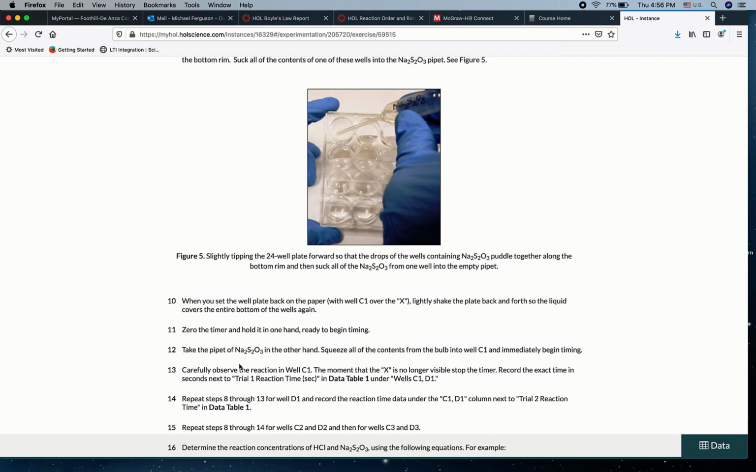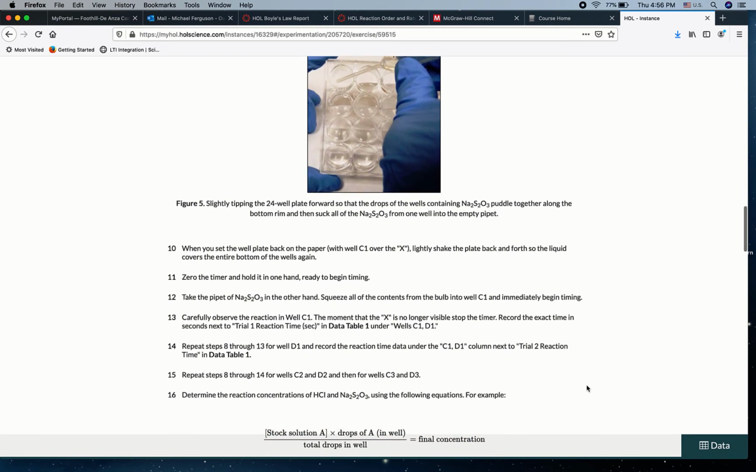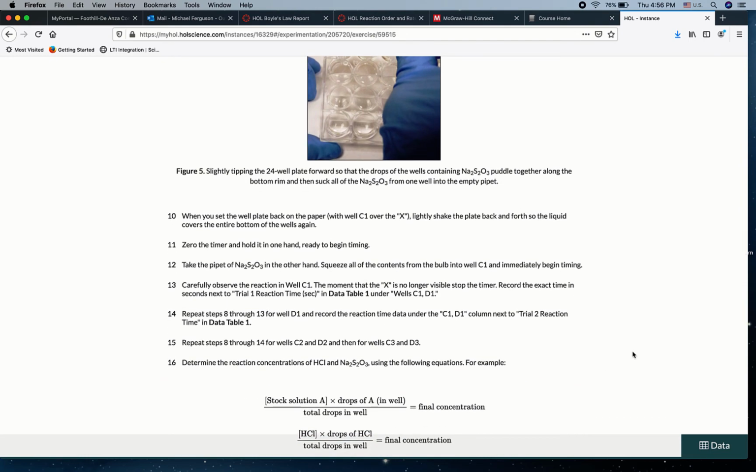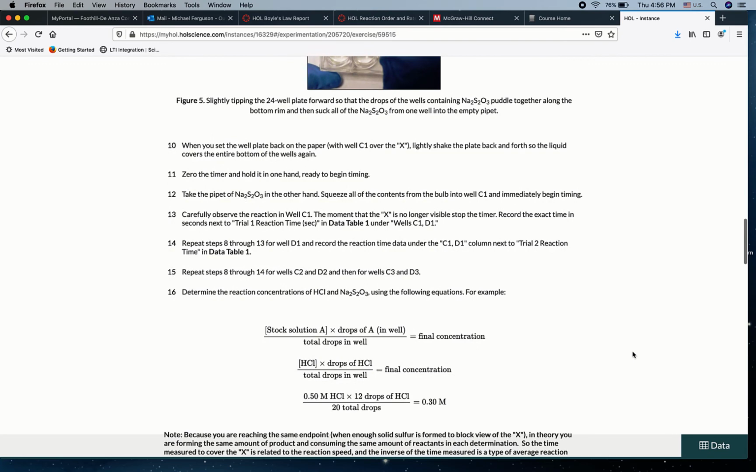So then put the sodium thiosulfate from the pipette you've labeled in well C1, and then start timing. And then when you can no longer see the X, then stop. And then record this in the data table, and then keep on doing this for the other ones.